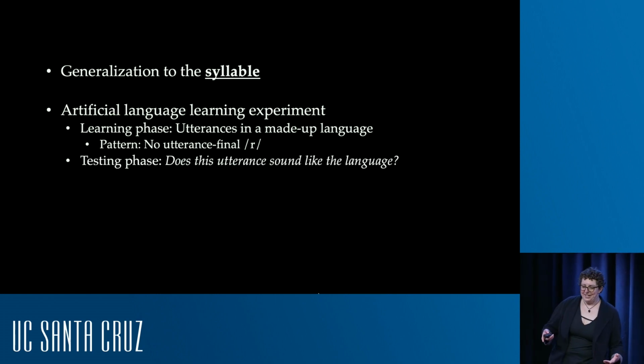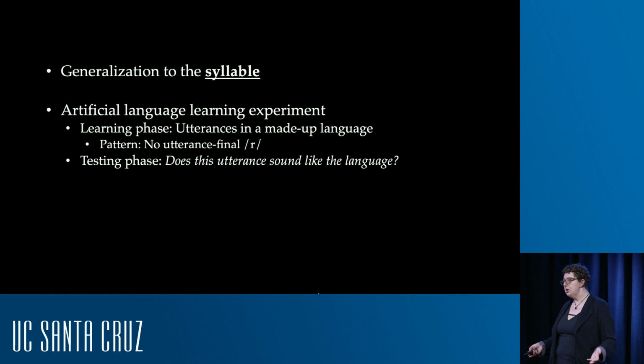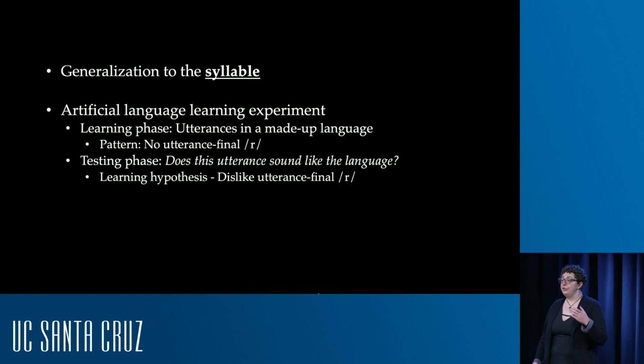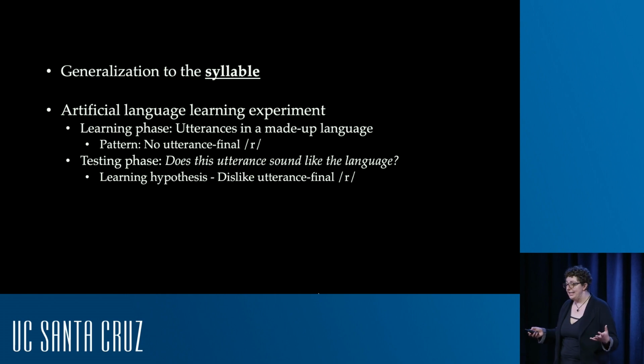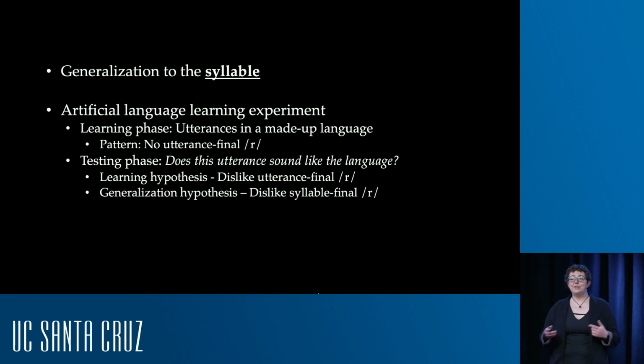Then there's a testing phase. And in the testing phase, participants hear new utterances, and they're asked a simple question. Does this sound like the language you've been learning, or is there something wrong or off? The hypothesis is that if they've learned the pattern, probably subconsciously, they're going to reject utterances that end in R. And if they generalize this to a syllable final pattern, then they're going to also dislike R at the ends of any syllables, even if they're not utterance final.